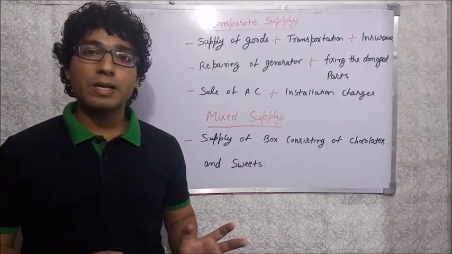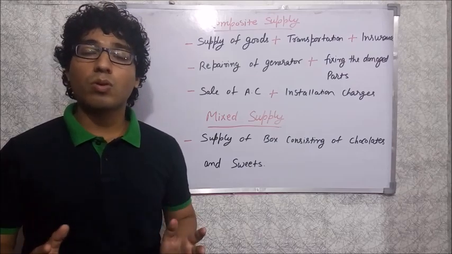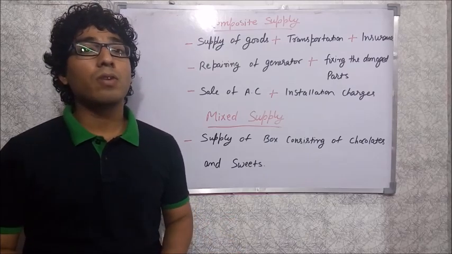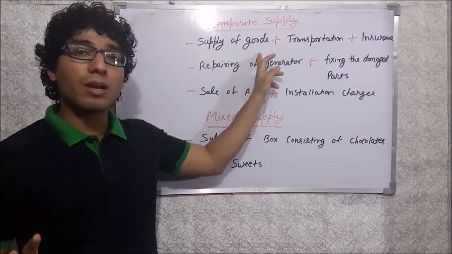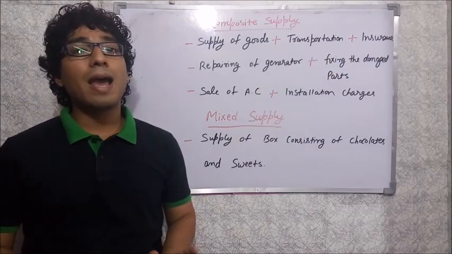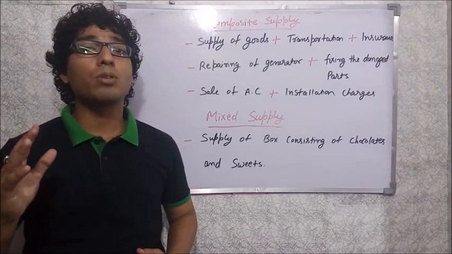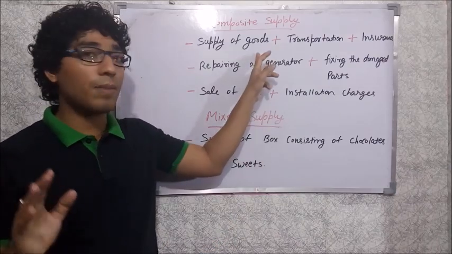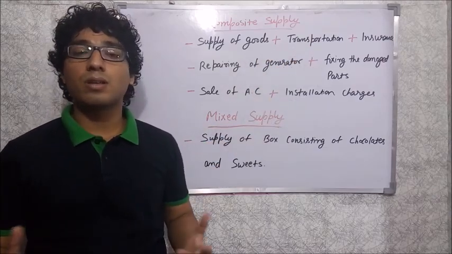And this is the example of composite and mixed supply. We know that a composite supply is a supply of two or more goods or services, or both, combined or bundled together in the ordinary course of business, one of which is a principal supply. The example of composite supply is the supply of goods along with transportation services and insurance services. Suppose the supplier is liable to transport or insure the goods up to the place of business of the recipient. In those cases there are three supplies: first the supply of goods, second the supply of transportation services, and third the supply of insurance services.